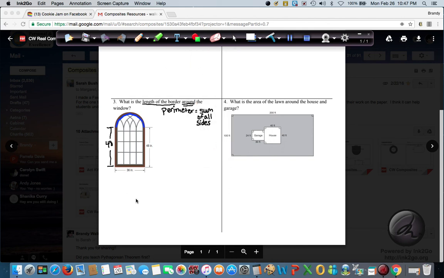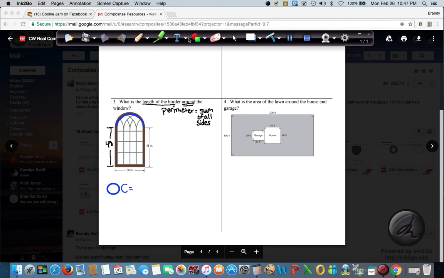So if I have a circle, and I want to do the circumference. And remember, circumference means around a circle. So I have C. I have two different formulas I could use. I could use 2 pi r, or I could use pi d. And remember, d stands for diameter, and 2 times r, the radius, is also the diameter.